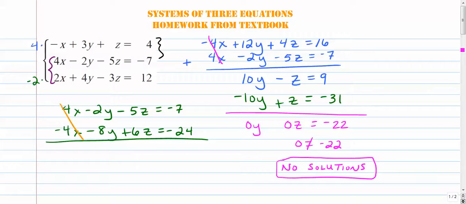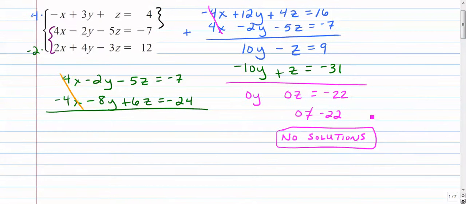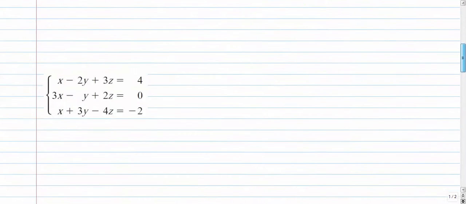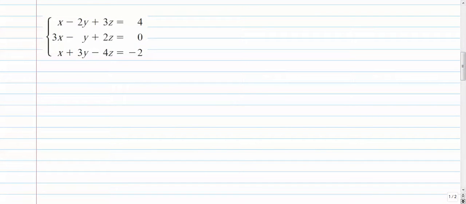So once we have an obvious contradiction right here, then the whole system kind of breaks apart. Alright, moving on. Next one.